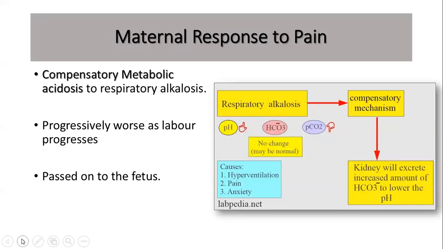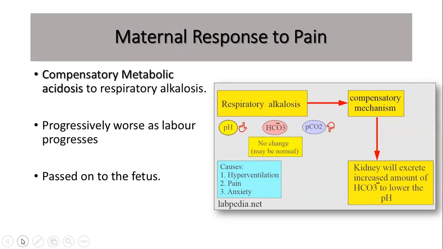When you have respiratory alkalosis, you have a compensatory metabolic acidosis, and this will happen in the mother because she'll start using her kidneys and excreting more bicarbonate to try and lower the pH. However, in the context of labor, you realize that she's progressively contracting, requiring a lot of metabolic activity, a lot of energy. Her oxygen is impaired. And therefore, as this goes on, she also begins to build acids. And therefore, there's a worsening of metabolic acidosis.